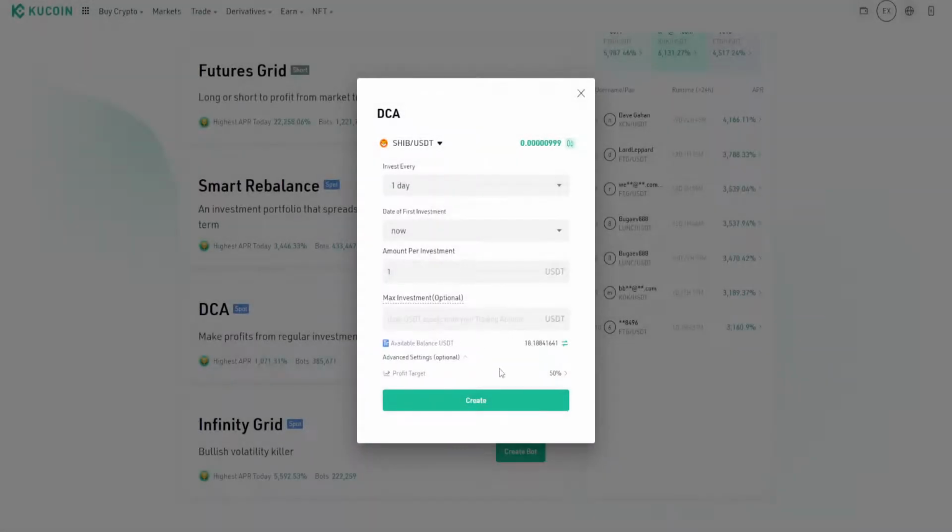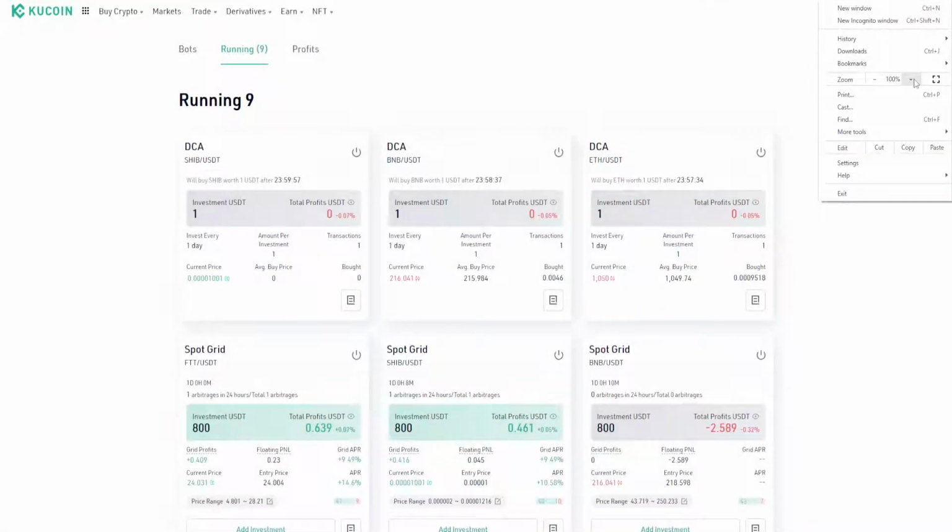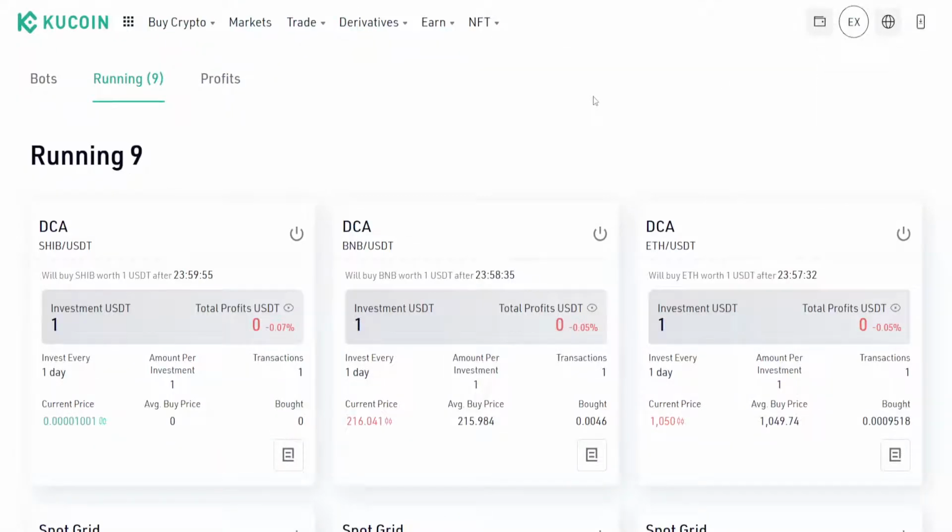Let's look at it. And even better, the main thing you need to remember is your funds are not locked in. Your funds are available at any time. As we can see, we got 3 different dollar cost average bots running right now. Our investment is $1 a day. In 24 hours and 59 minutes, we're going to add another $1 to each one of these investments.